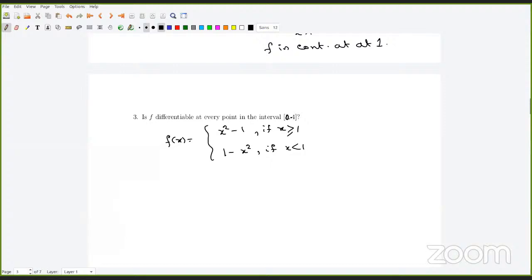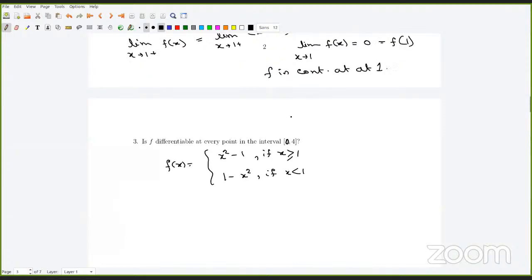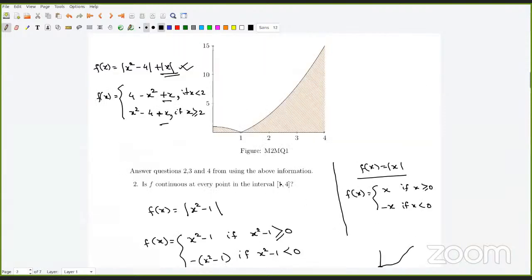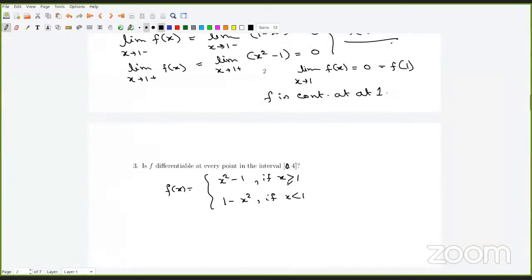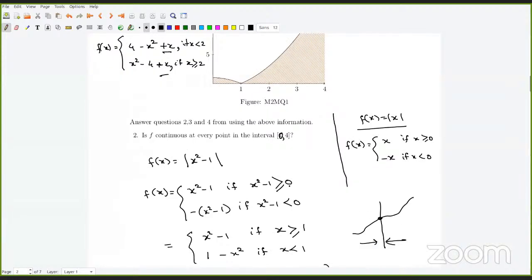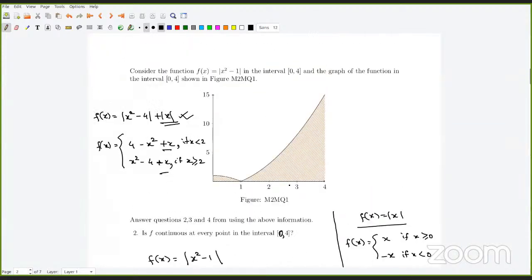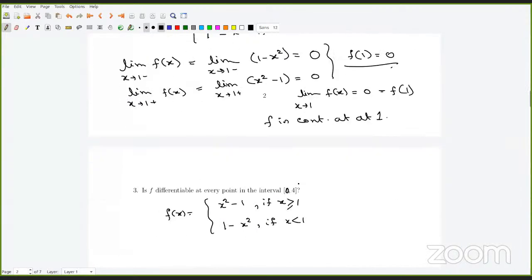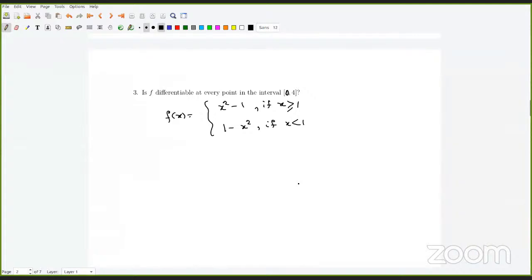If it is 1 to 4, then I will say this is differentiable directly. Yes, if it is 1 to 4, then you can say it directly. But my point is it is 0 to 4. Then it is okay, no confusion. So how can we check this differentiability?